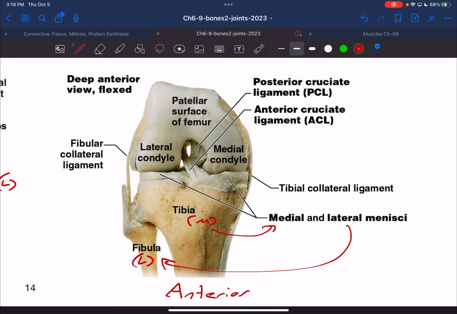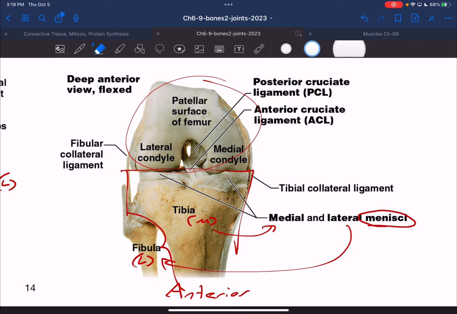Menisci, again, will be that little piece of fibrocartilage that's just like the intervertebral disc, whose goal is to prevent wear and tear from the femur bone above grinding down on your poor tibia during your daily activities and exercise.